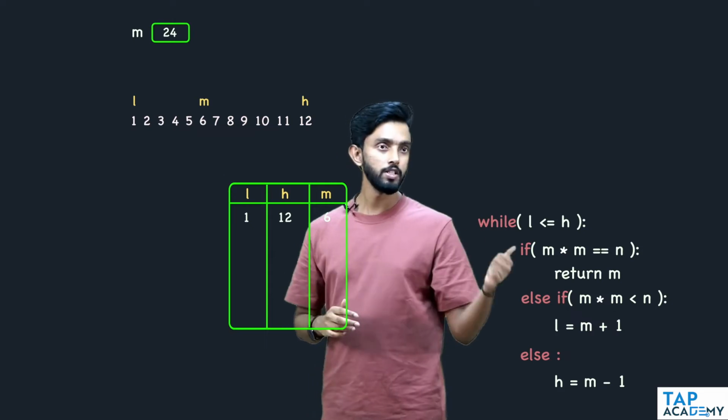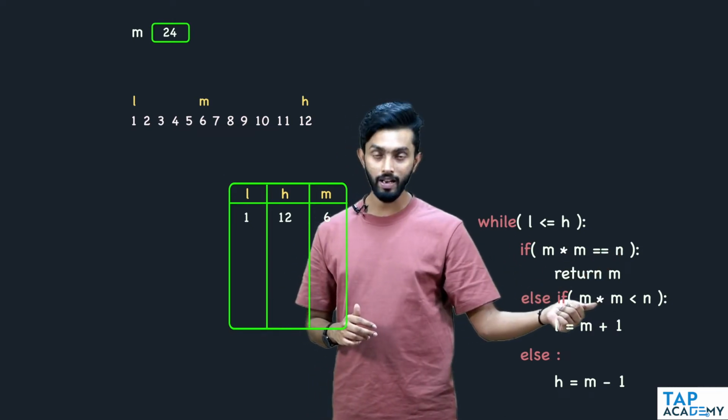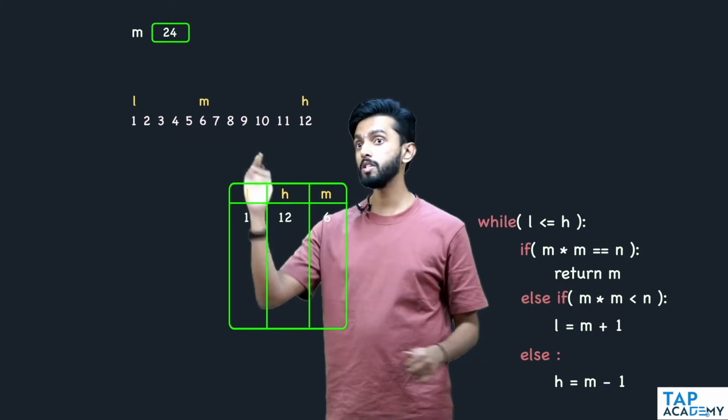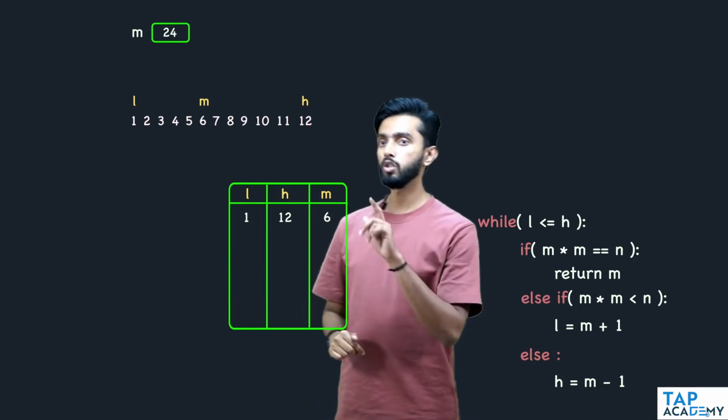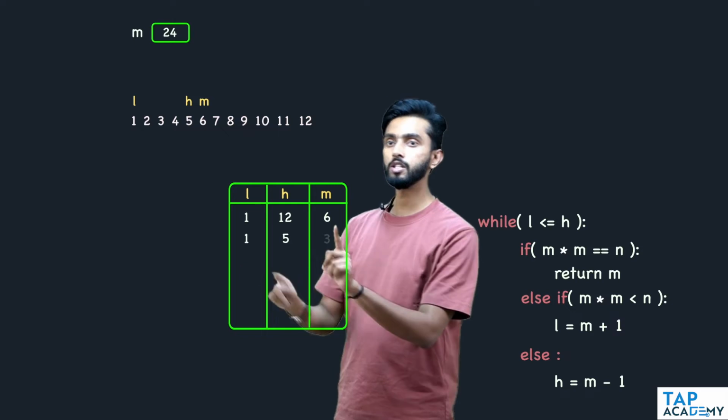Mid is 6. 6 into 6 is 36, not equal to 24. Is 36 lesser than 24? No. Is 36 greater than 24? Yes. Yes means high becomes mid minus 1. So, high becomes mid minus 1, 5. Low is 1 only. 5 plus 1, 6. 6 divided by 2, 3.